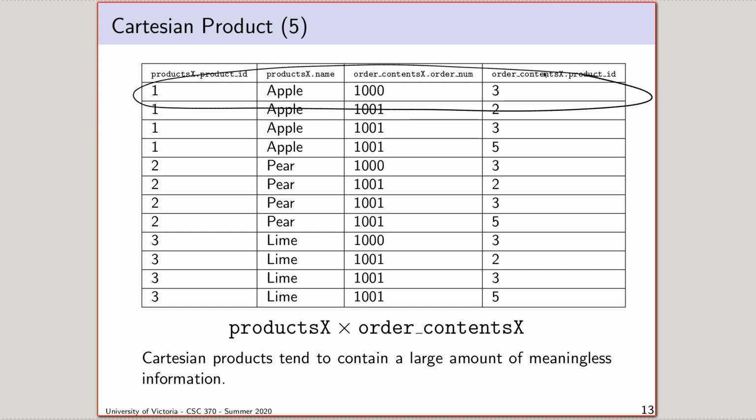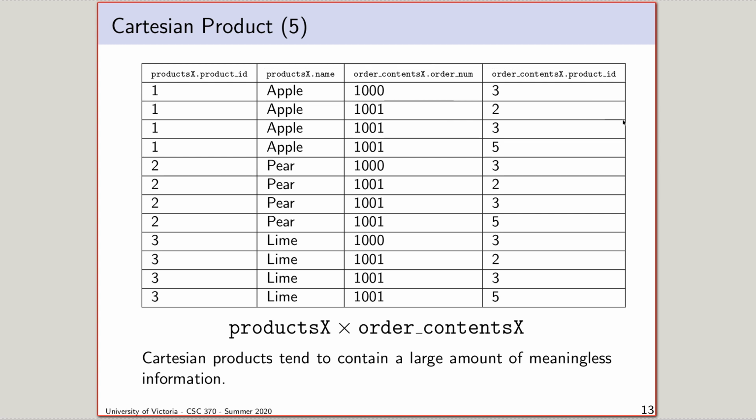So let's look at a row. There we go. Product 1 is Apple. Order number 1000 contained product 3. Those are two apparently disconnected, independent pieces of information. Why do I have them all in the same place?